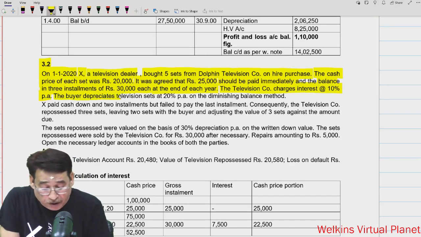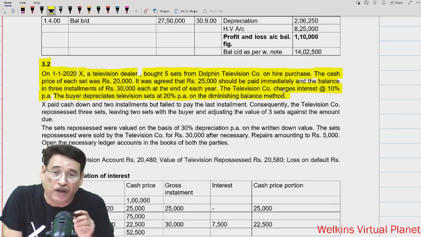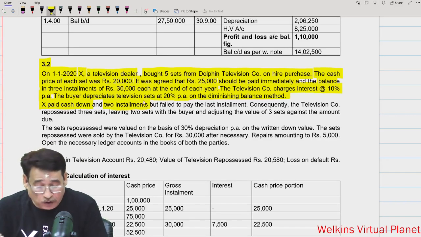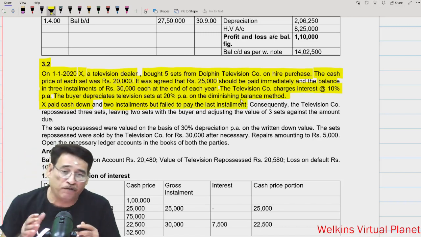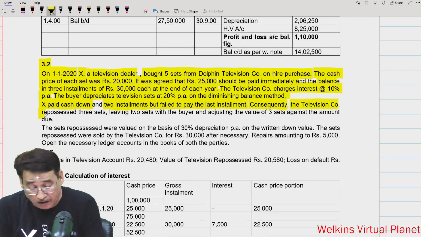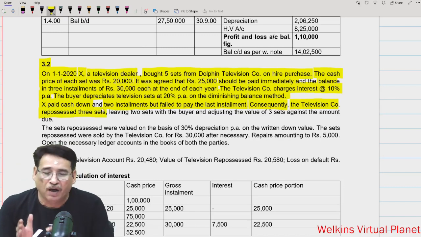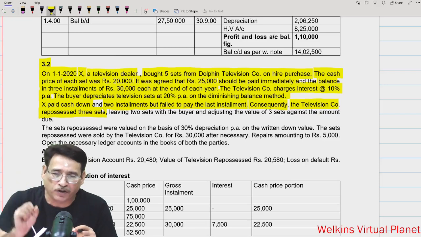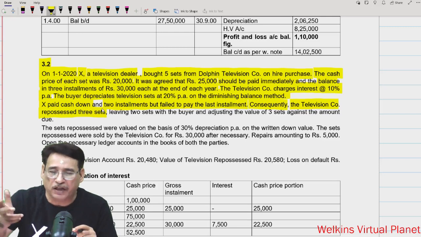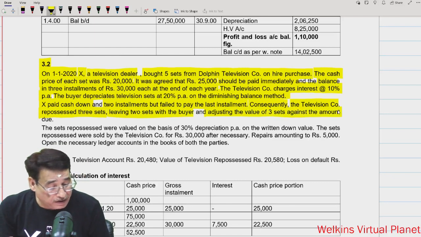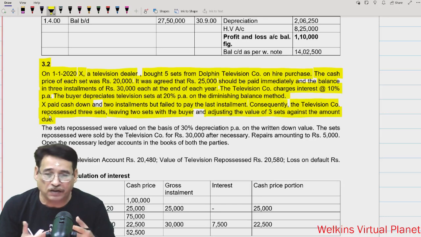Further, it is given that the buyer depreciates the television sets at the rate of 20% on diminishing balance method, the buyer's rate of depreciation. X paid the cash down payment, paid the first two installments, first and second, but failed to pay the last installment; the third and final installment was not paid. So default is committed. Consequently, the television company, the seller, repossessed three sets. How many sets were sold? Five. How many are being actually repossessed? Only three. So that is why it is a case of partial repossession. We are not repossessing the entire lot of five sets. So three sets have been repossessed and two sets have been left with the buyer, or are retained by the buyer, adjusting the value of three sets against the amount due.